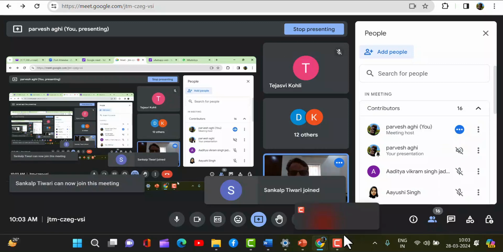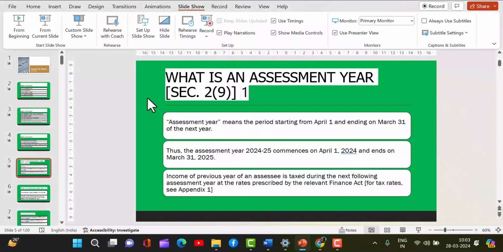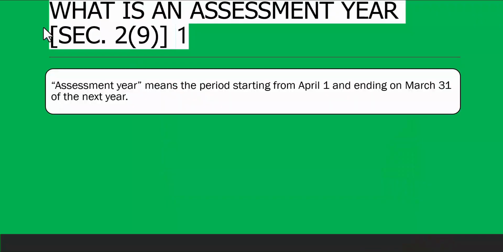Okay, so we are going to start. This is the first slide we are doing. What is an assessment year? Assessment year means the period starting from 1st April and ending on 31st of March of the next year. Like, now we are having the period already 27th or 28th of March of 2024. So the next year, from 1st April till 31st of March, will be the assessment year.